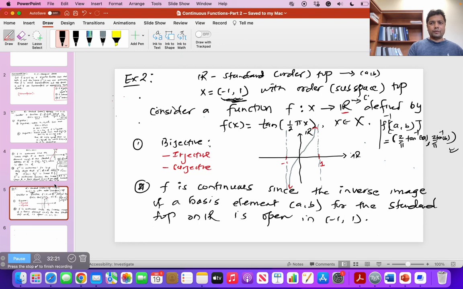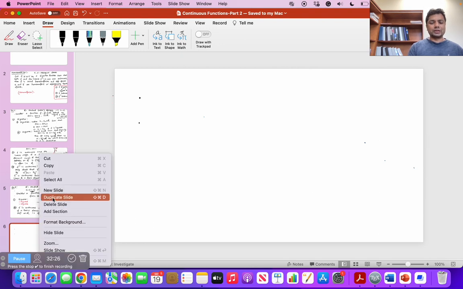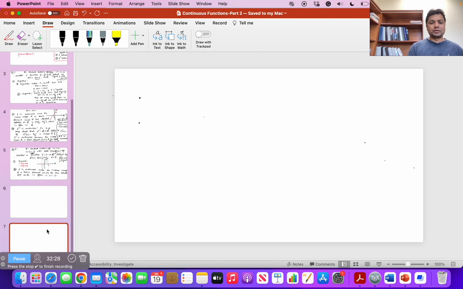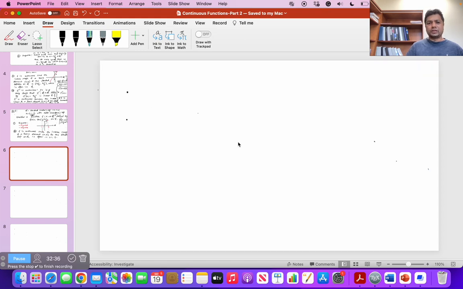So our function also satisfies the second condition, and then it has to satisfy the third condition, which is that the inverse of the given function has to be continuous. The first thing we need to do is find the inverse of the given function. So f inverse is continuous.